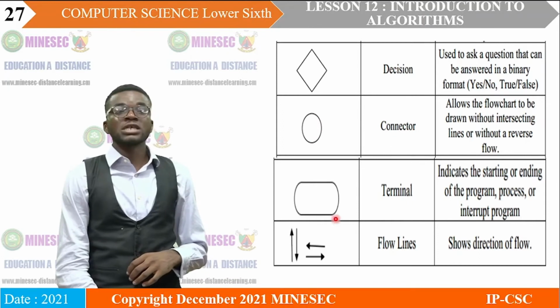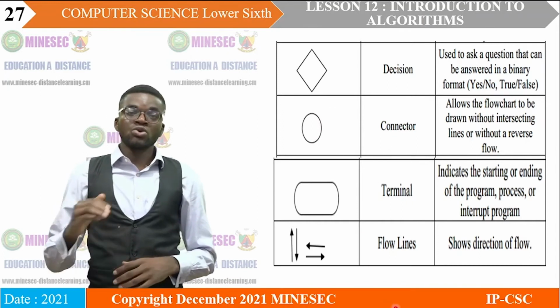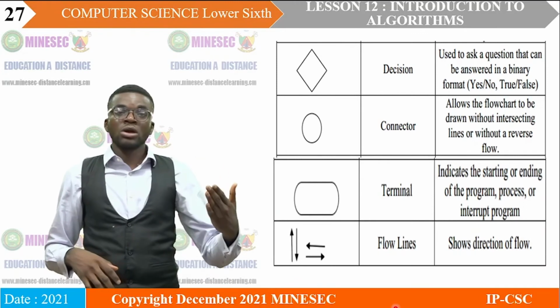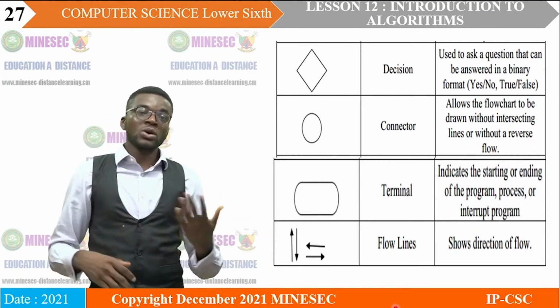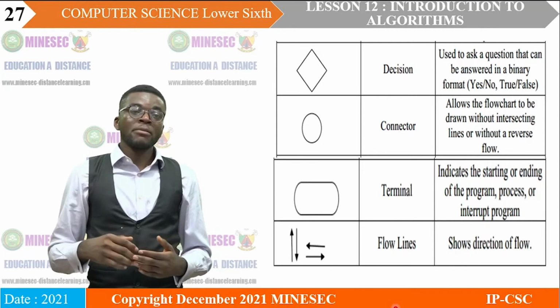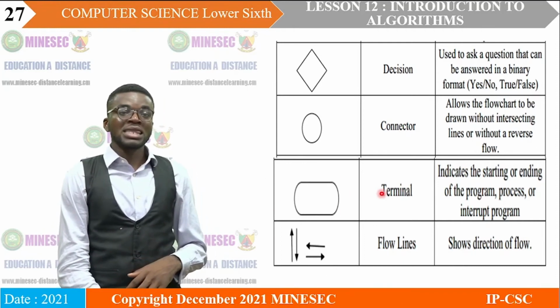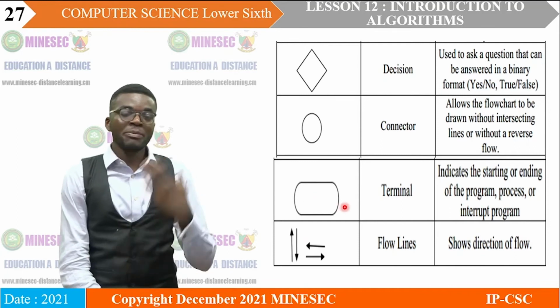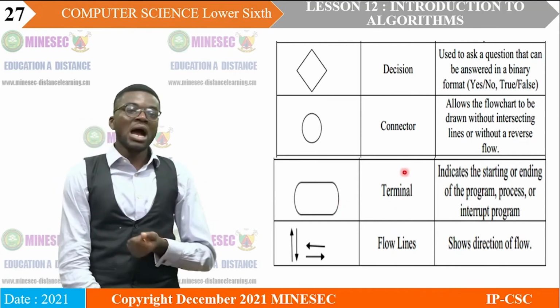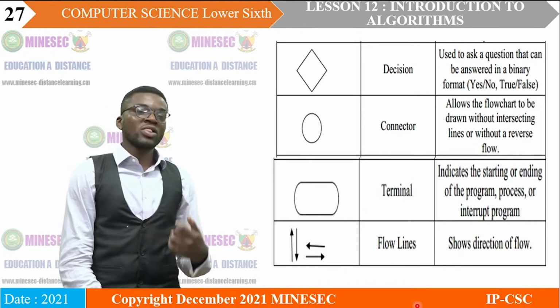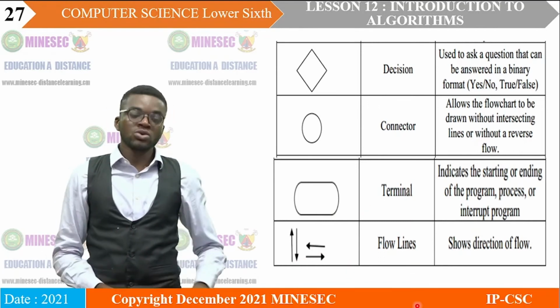A circle is used as a connector. We use it to connect two separate flowcharts. Then this is for terminals, which we use to represent the beginning and the end of our flowchart. Then the arrows are used as flow lines, to show the direction of flow.